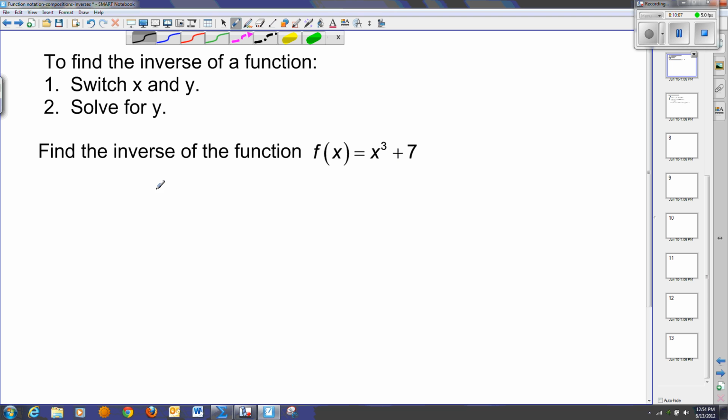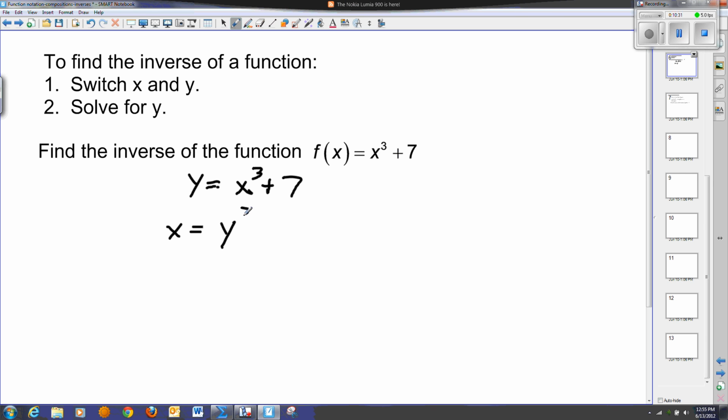So f of x is equal to x cubed plus 7. That's the same as y equals x cubed plus 7. In order to find the inverse of this function, I'm going to switch the x and the y. So that means x equals y to the third power added to 7. I want to isolate the y. I'm going to subtract 7. That's going to equal y cubed.